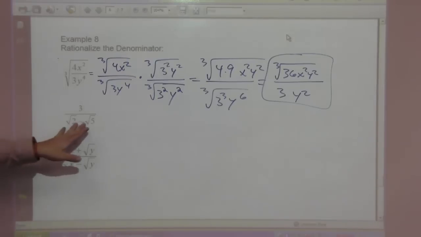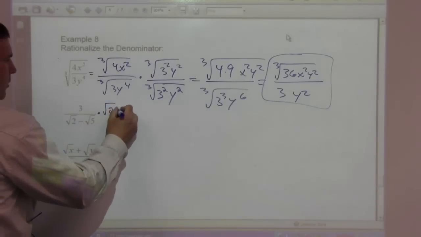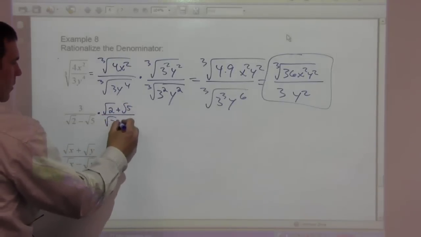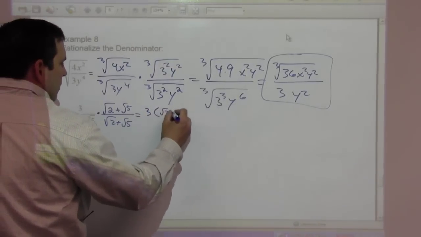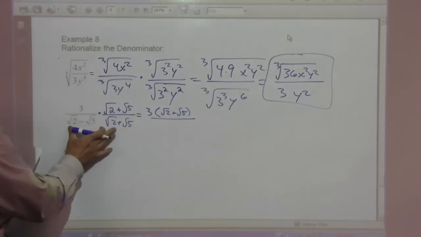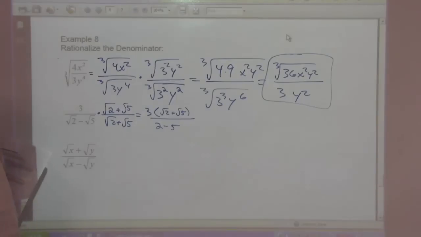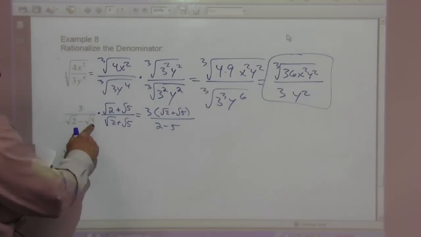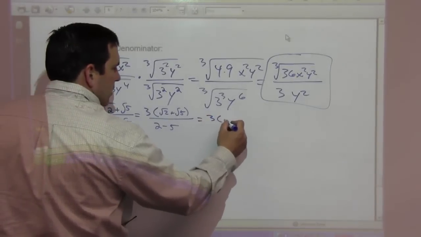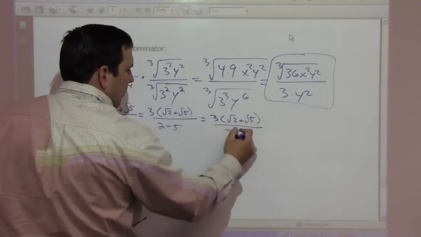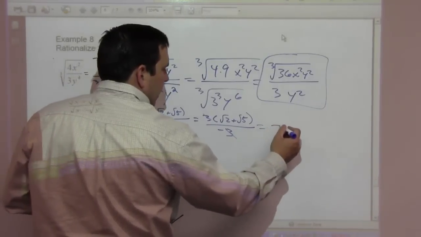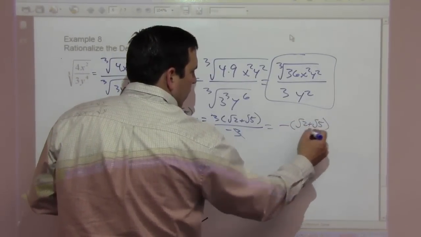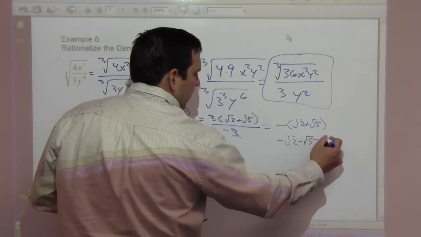For the next one, we have a binomial down below, so it's 3 over square root of 2 minus square root of 5. We'll multiply this by the conjugate, square root of 2 plus the square root of 5. This will be 3 times square root of 2 plus square root of 5 over, this has a result of being 2 minus 5. Square root of 2 squared is 2. Square root of 5 squared is 5. This is 3 times square root of 2 plus square root of 5 over negative 3. That divides out. So we have negative of square root of 2 plus square root of 5, or negative square root of 2 minus square root of 5.